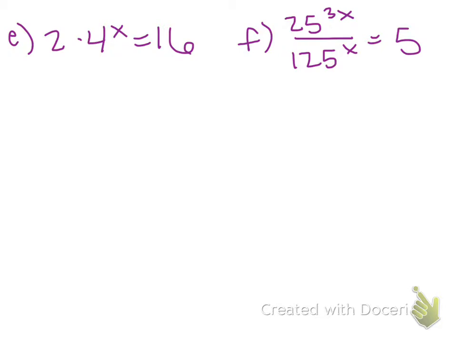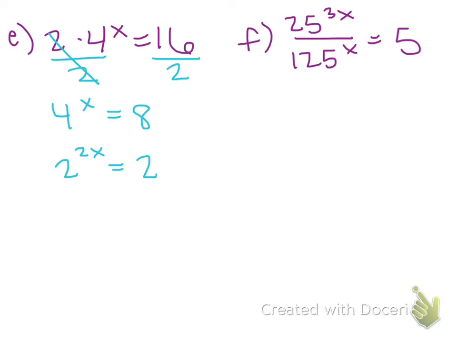Letter E, we're going to take that 2 that we see and divide it over. I think that's the easiest way to address it. So now I have 4 to the x power equals 8. And now we're going to rewrite both sides. 4 is 2 to the 2nd power. 8 is 2 to the 3rd power. Therefore, 2x has to equal 3. So x equals 3/2.